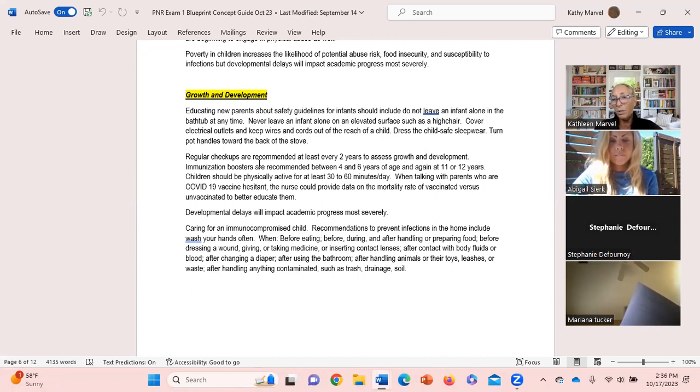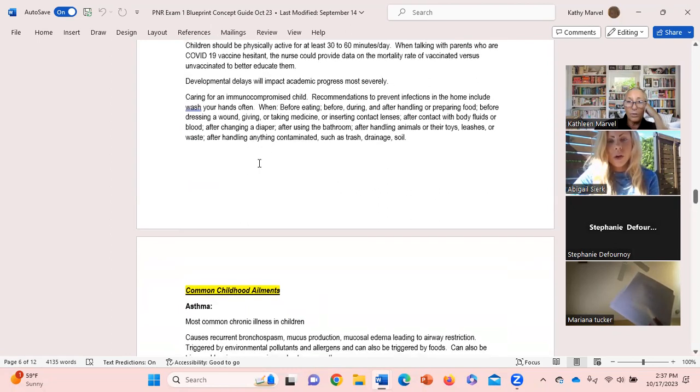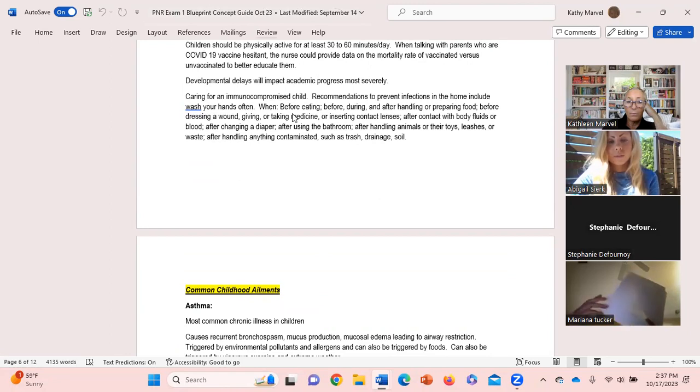What do you do with a parent? How do you talk with a parent who may be hesitant to give childhood vaccines, and maybe even the COVID vaccine? All you can do is educate them on the benefits. It's up to them. What about caring for the immunocompromised child and helping them prevent communicable diseases and infections in the home setting? There's a whole list of suggestions when you're working with parents in here.